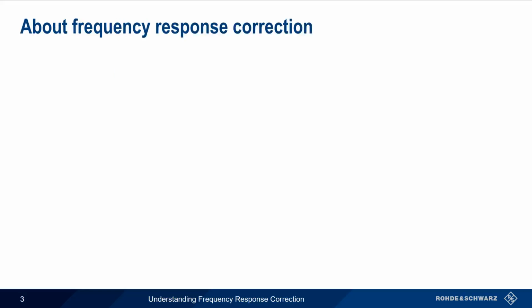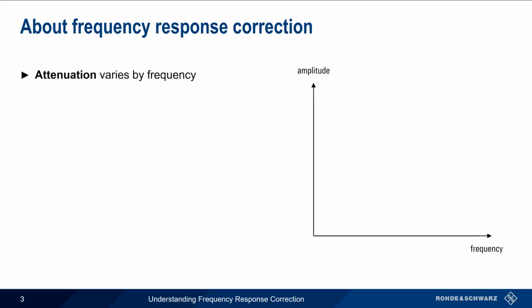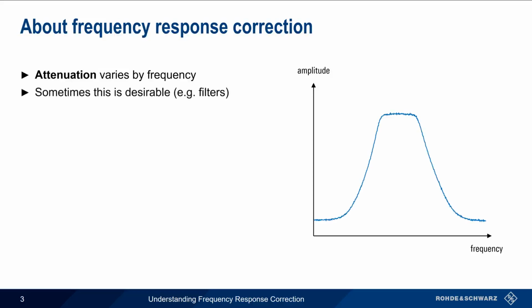Let's start by explaining what we mean by frequency response correction. As you should already know, the attenuation caused by real-world objects varies by frequency. In some cases, this is actually desirable. For example, in the case of a filter that's used to stop energy at certain frequencies and/or pass energy at other frequencies. And in this case, the variation by frequency is what we want to measure.